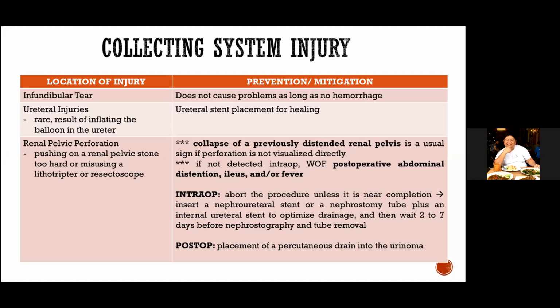So if seen intraoperatively, it is prudent to abort the procedure unless it is near completion. Insert a nephroureteral stent or a nephrostomy tube plus an internal ureteral stent to optimize drainage, and then wait 2 to 7 days before nephrostography and tube removal.